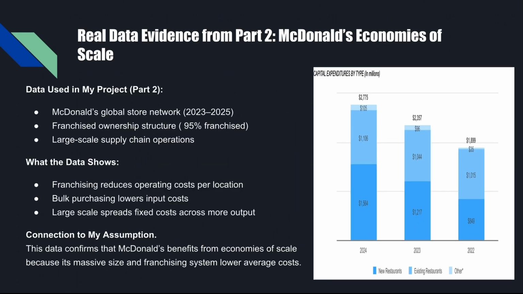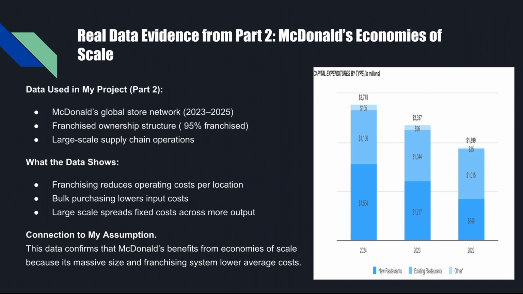Now let's examine some real data that supports this idea. On this slide we have real data evidence from part 2 of McDonald's economies of scale. McDonald's operates a massive global network of restaurants. About 95% of its locations are franchised, which is basically all of their locations, which is insane. Franchising helps reduce operating costs because many expenses are handled by franchise owners rather than corporate headquarters.